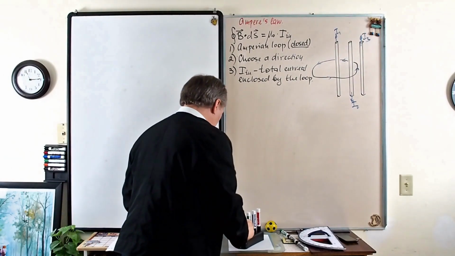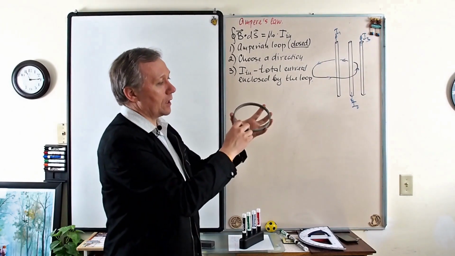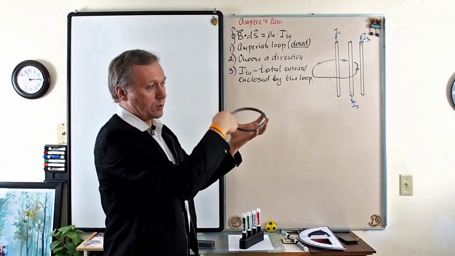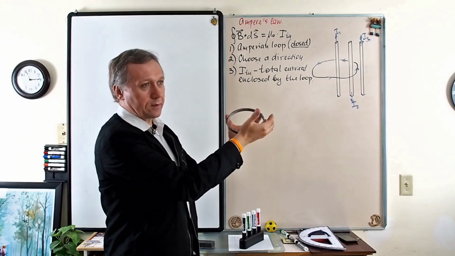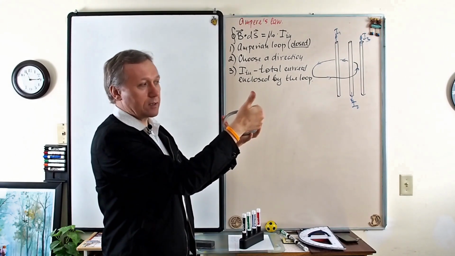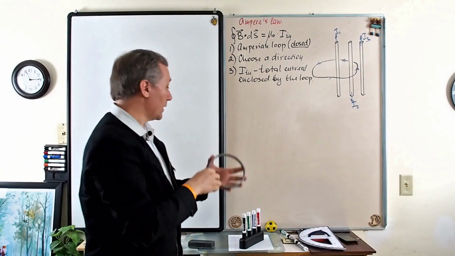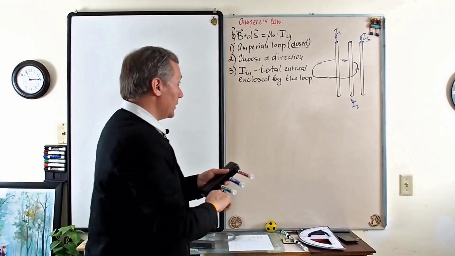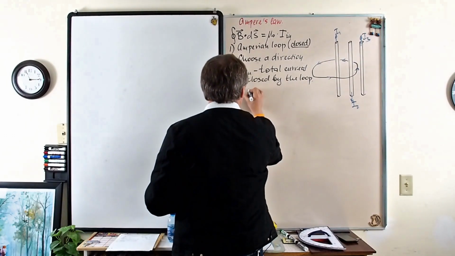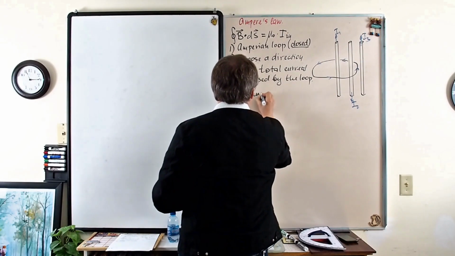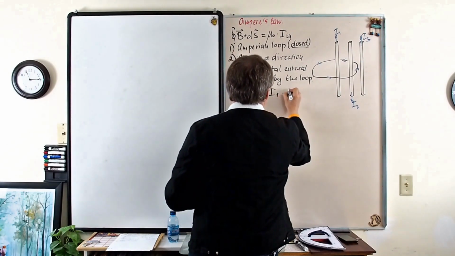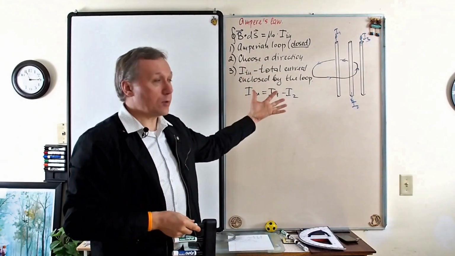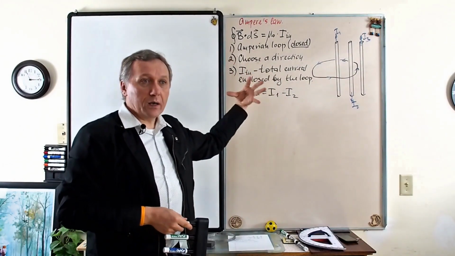Okay, let me use this loop. For example, let's say this is our Amperian loop, and let's say this is our chosen direction. Just curl your fingers in that direction and your outstretched thumb gives you direction for a positive current. In this case, current I1 is positive and current I2 is negative. So in this case, I enclosed will be equal to I1 minus I2. So these are steps that we have to make every time in order to apply Amperes law.